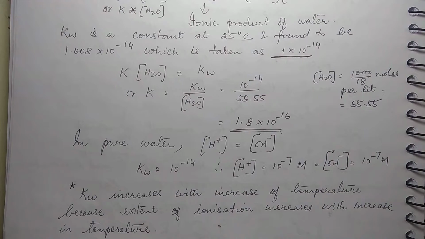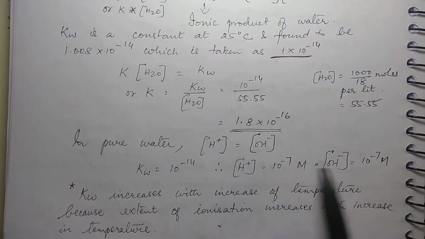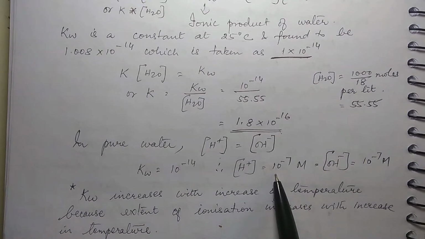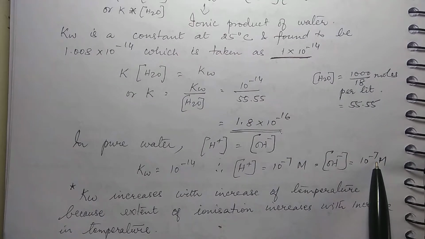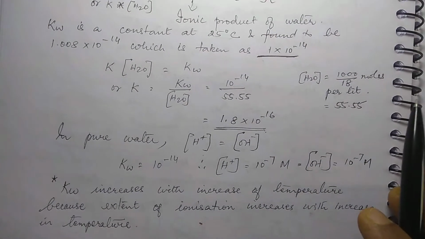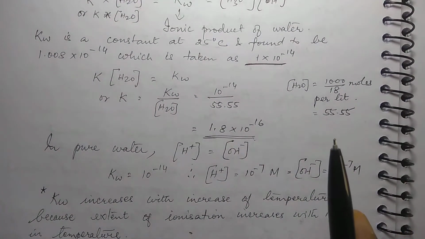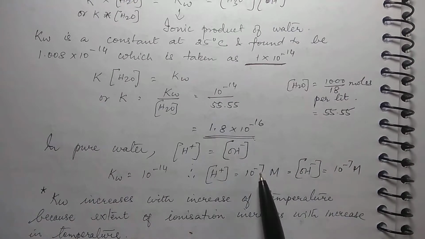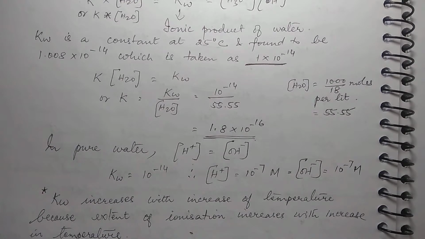Because Kw is equal to H3O plus into OH minus, is it not? So H3O plus concentration and OH minus concentration will be equal, 10 power minus 7, and this is also 10 power minus 7. When you multiply these two, what do you do? You keep the base the same and add the powers. So minus 7 and minus 7 will be minus 14. That is why it is 10 power minus 14.